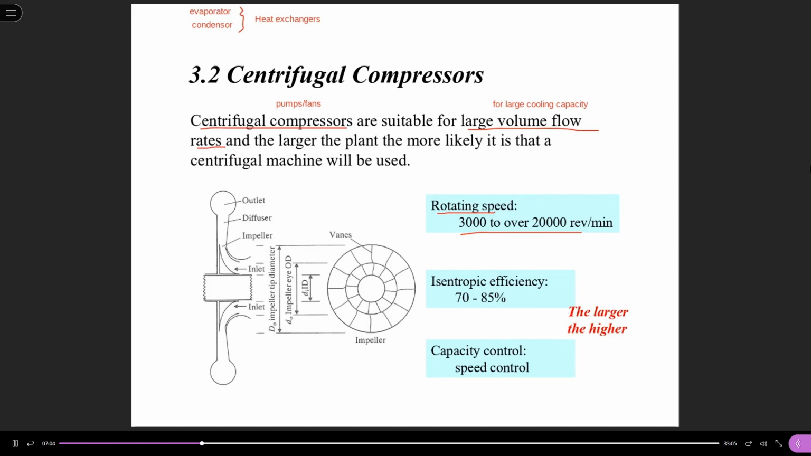So how to control the flow rates? How to control the volume flow rates? In fact, there are two main types: variable speed control or inlet guide vane control to control the volume flow rates. For that part, for the building services discipline, we will learn it via the heating, ventilation, and air conditioning subject.